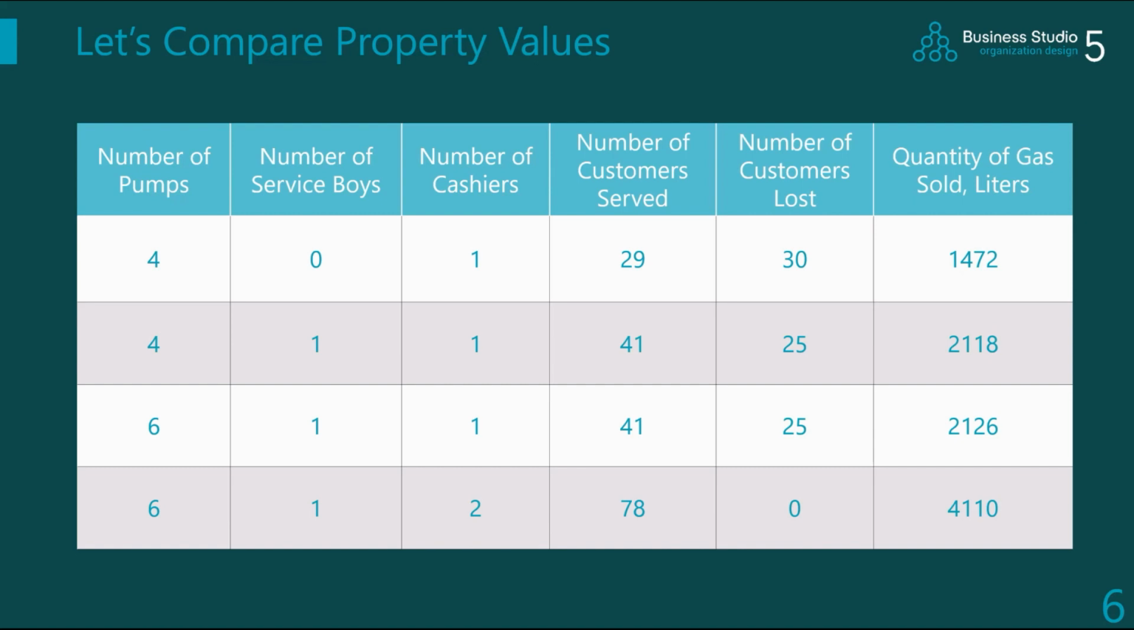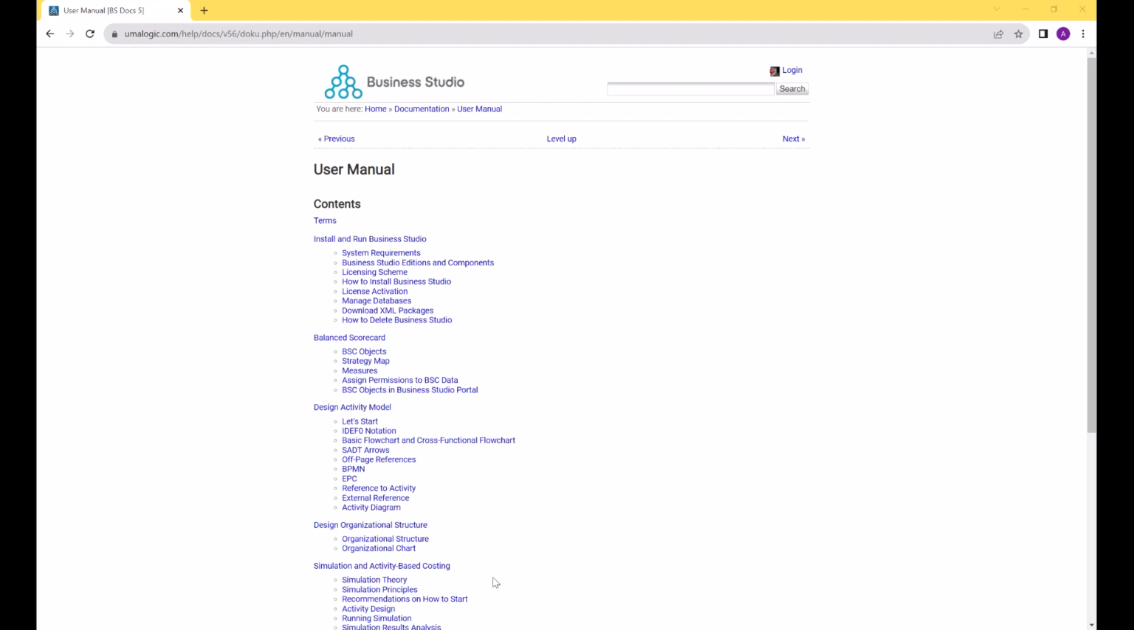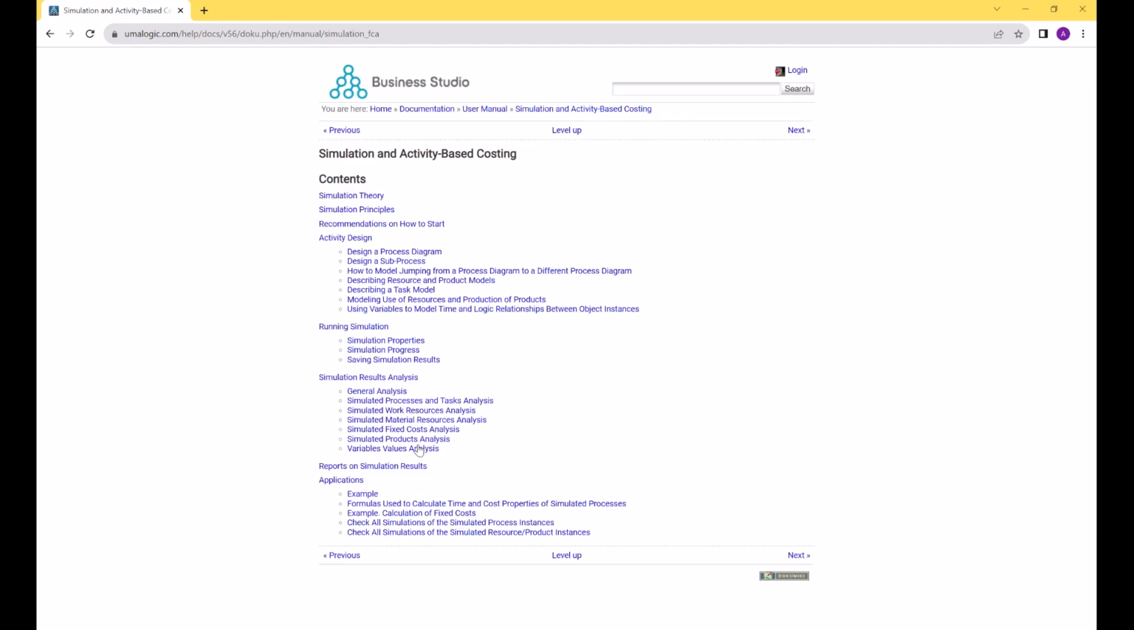This is an example of how a Business Studio simulation model can help you to check your ideas of process optimization. It is also possible, for instance, to simulate operation of the gas station during a week and consider the fact that on the weekends the customers arrive in accordance to a different distribution. This will allow you to make a final conclusion about an ideal configuration of your gas station. To learn more about the simulation method and the activity-based costing technology, please read our user manual.